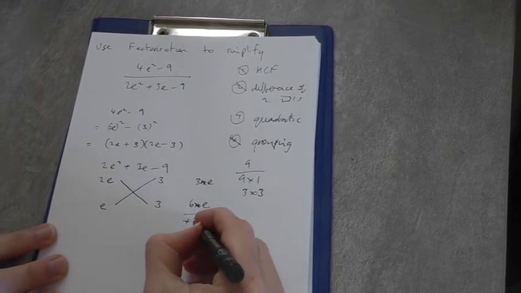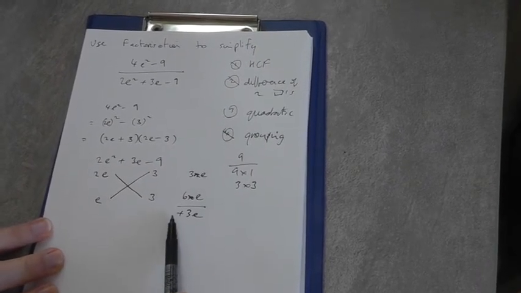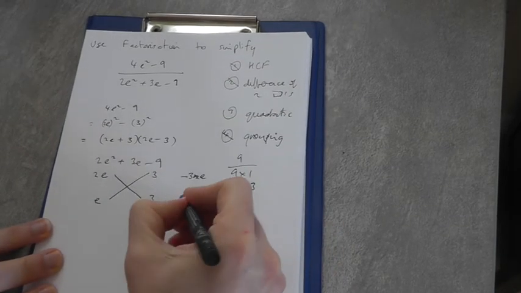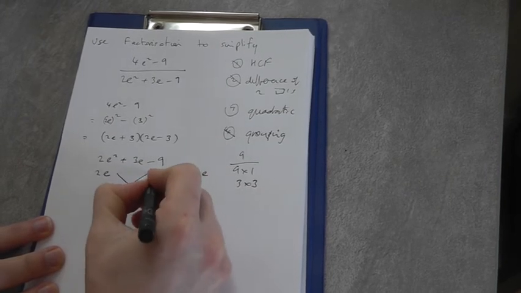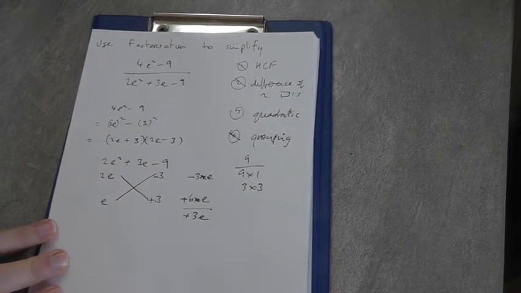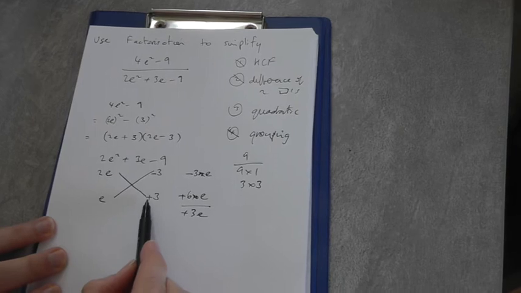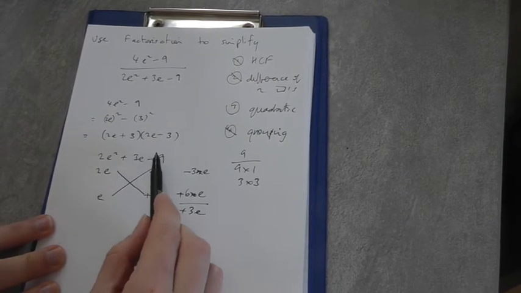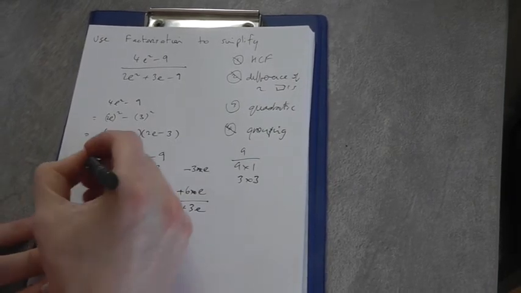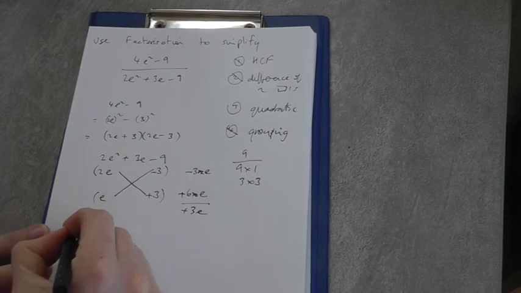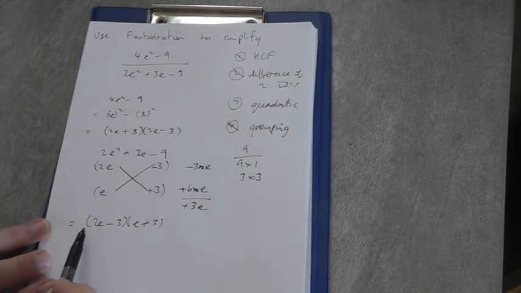And underneath here I'm going to write down this term here, plus 3e. Now I need to pick 2 signs, either plus or minus, that would give me a plus 3e, and it would be minus 3e plus 6e. So let's just transfer those signs over. That minus comes over there, and that plus comes over here, and I'm going to test it all out again. Is 2e by e 2e squared? It is. Is a plus by a minus? It is. Is 3 by 3 9? It is. Is minus 3e plus 6e plus 3e? It is. So that all works out, and I'm going to bracket the top and bracket the bottom, and we have 2e minus 3 and e plus 3 in our 2 brackets.